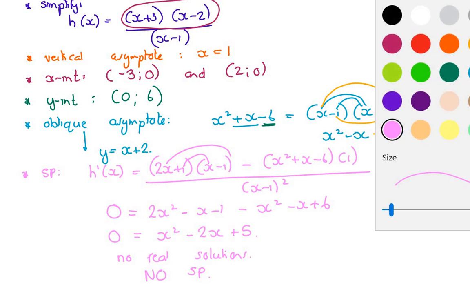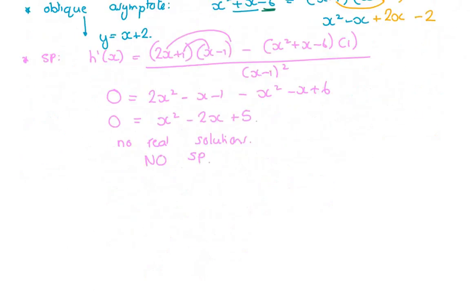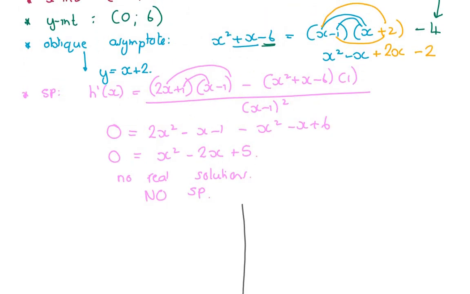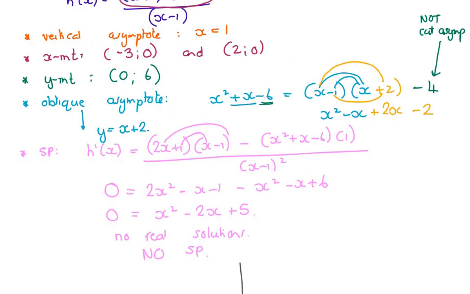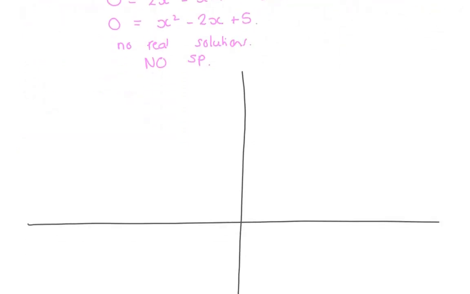Okay, now I would hit pause, and before I go and find points of inflection and things like that, let me just draw what I have so far. So, what I have so far, I know my y-intercept's quite high, and so I need to make sure that I can draw quite high. So, vertical asymptote is that x is equal to 1, x-intercepts at negative 3 and 2.